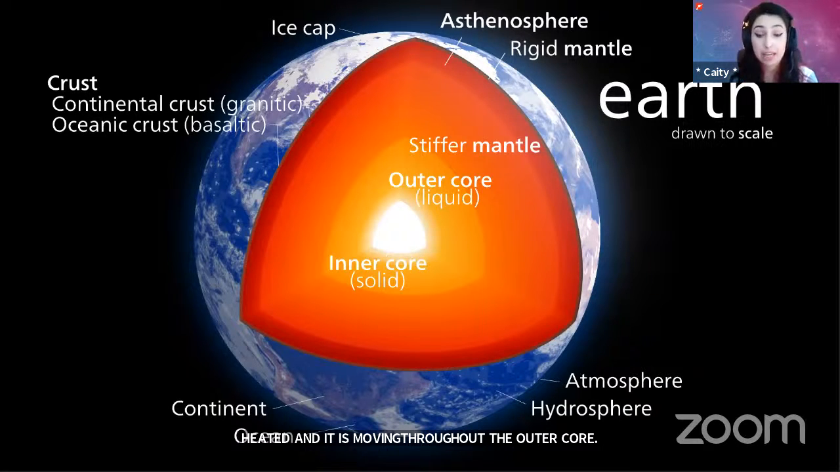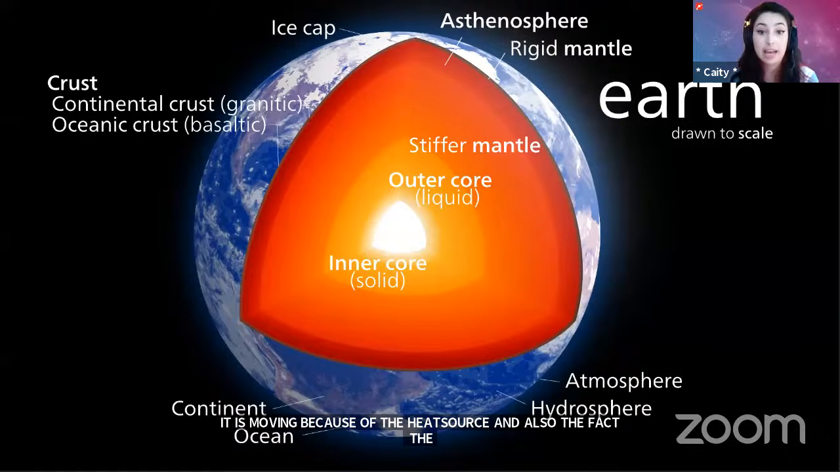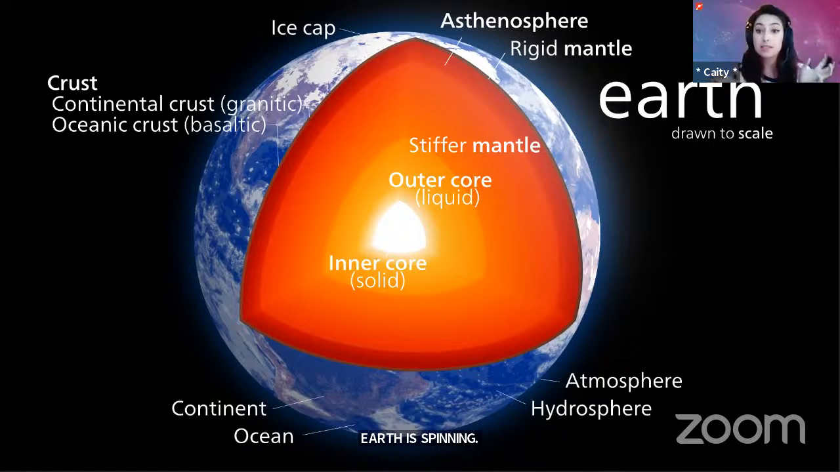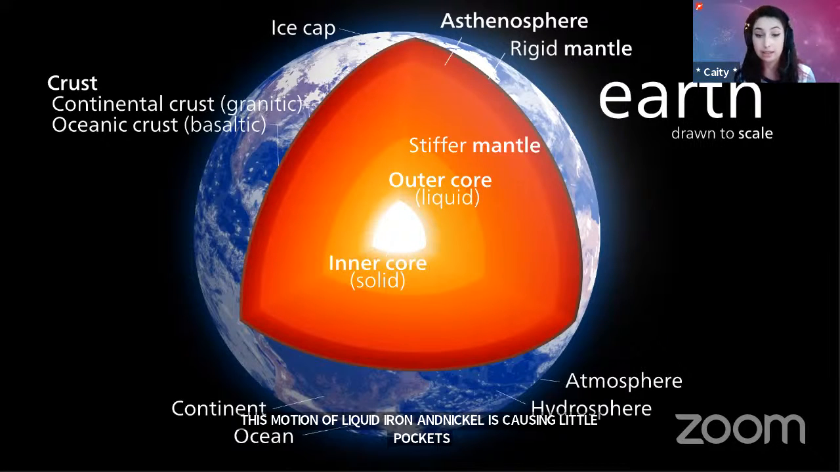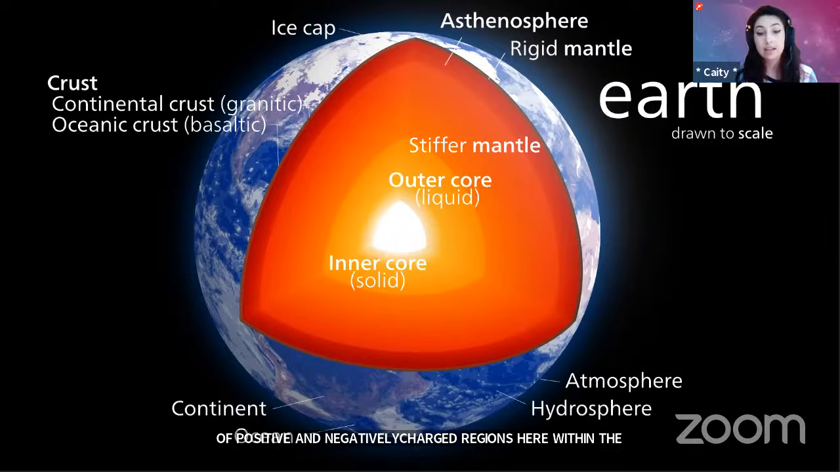So this motion of the liquid iron and nickel is causing little pockets of positive and negatively charged regions to appear within the liquid. And so now you have an electric current in the core of the Earth. So that's kind of where the magnetic field is being generated from, this electric current that's in the center of the Earth. And this is called a dynamo. It's kind of like a generator.